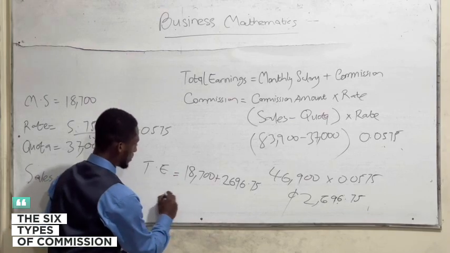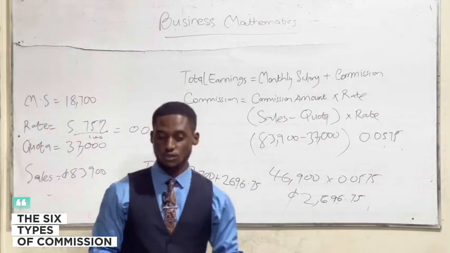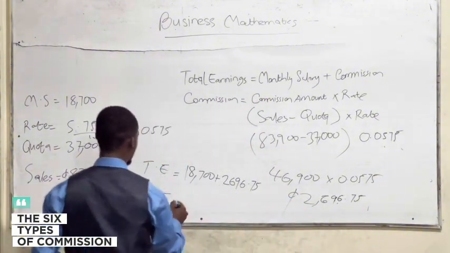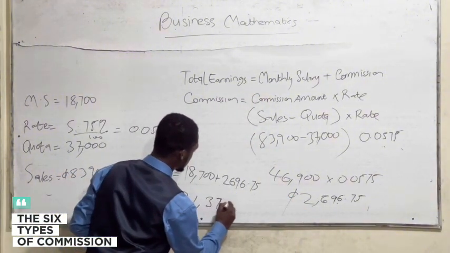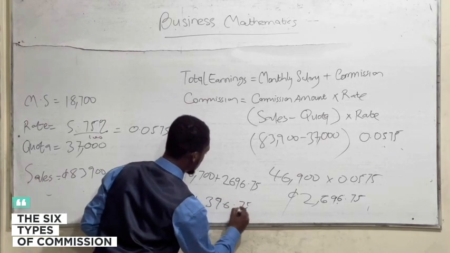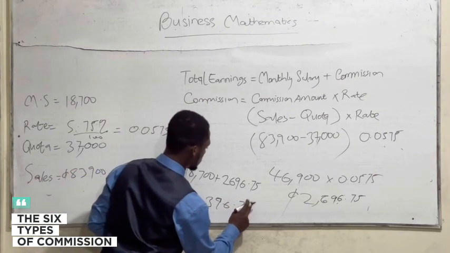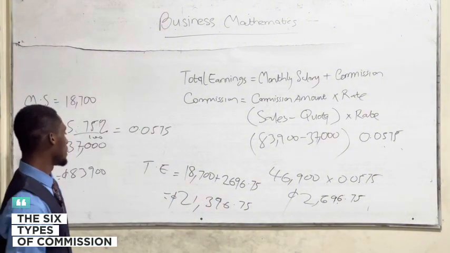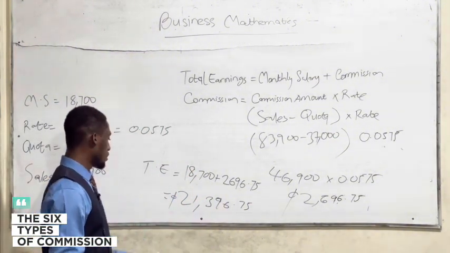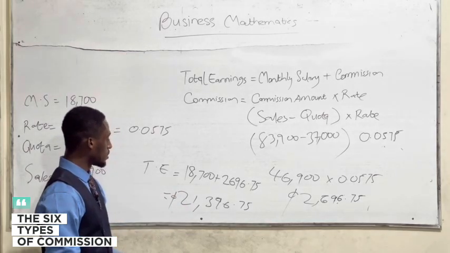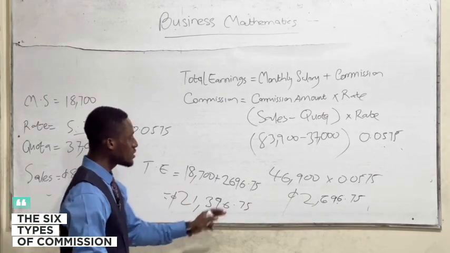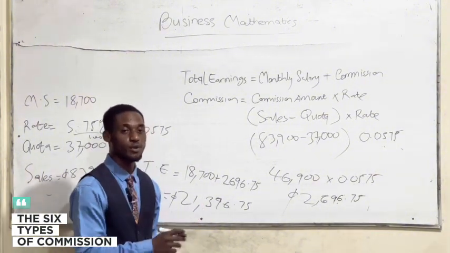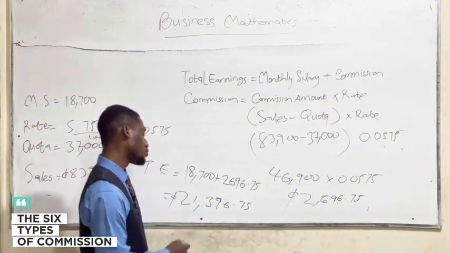Total earning. This is how it should be. So we have 21,395.75 cedis. And one thing you should note is that when mentioning figures, you mention 21,395. When you get to the point, you mention 75. You don't say point 75. That is what you should note.